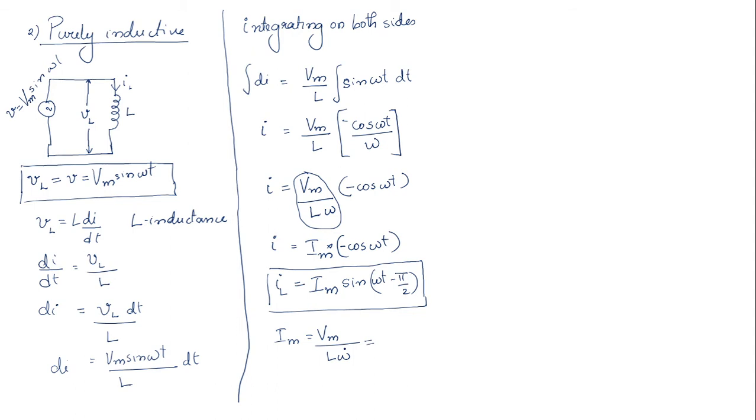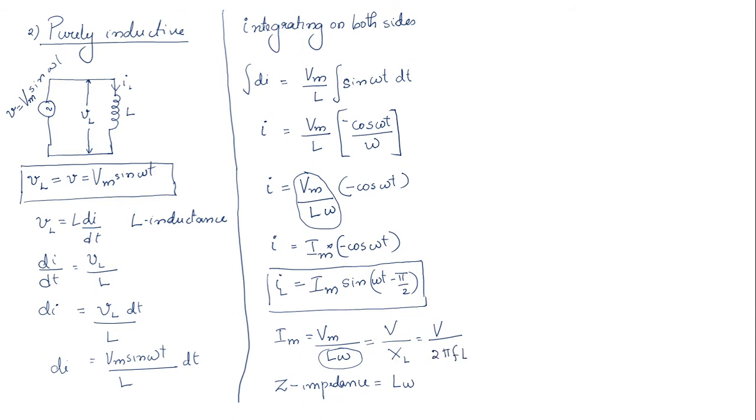Now, what is this L omega? Just like in the previous case, Vm by R shows the opposition for the current. Here, the opposition is done by L into omega. So we can say that the impedance of this circuit is equal to L omega. Have you studied this term? We also call it inductive reactance, that is XL. And this omega can be represented as 2 pi f, so we can also write it as 2 pi f into L.